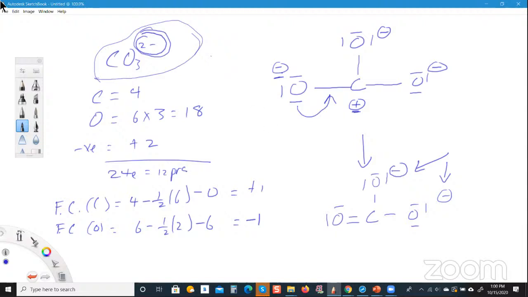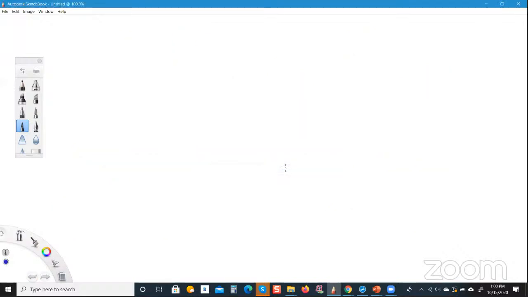Okay, so let's look at this one. Okay, the phosphate ion, PO4 3 minus. Okay, so what would be the first step? Let's see here. That would be, well, count up the number of electrons. So for phosphorus, that would be 5. For oxygen, that would be 6 each. And how many? Oh, that's a 4.